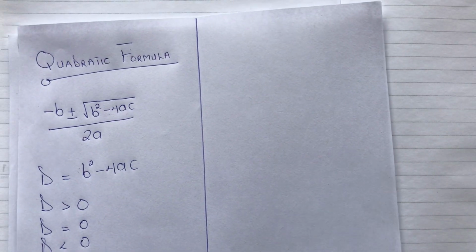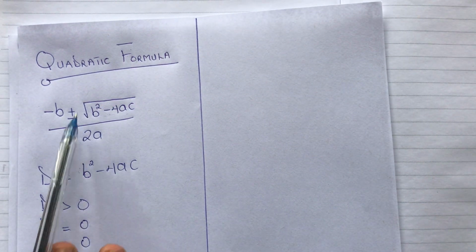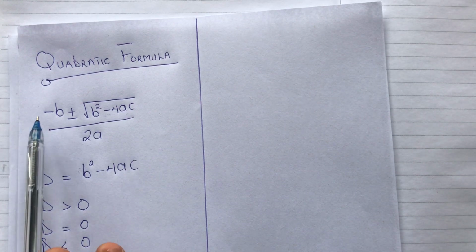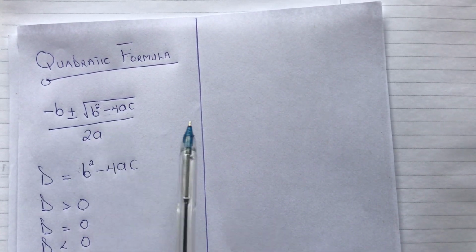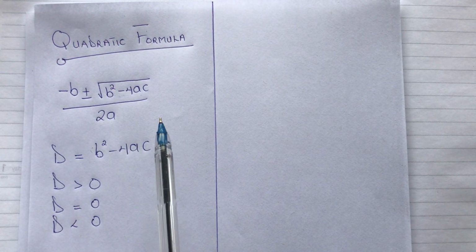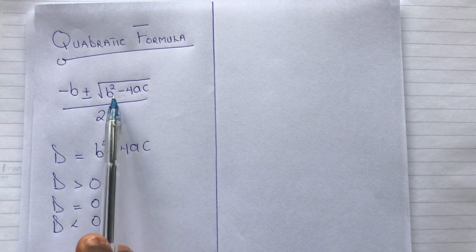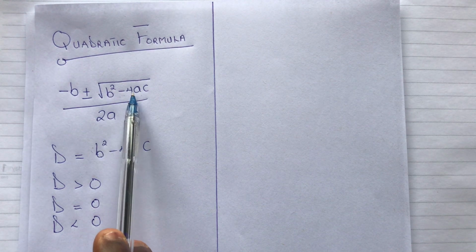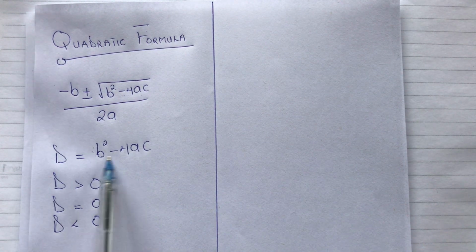I have here the quadratic formula. Most of us have come across this formula: x equals minus b plus or minus the square root of b squared minus 4ac, all over 2a. Usually the quadratic formula has something inside the square root called b squared minus 4ac. This is what we call the discriminant.